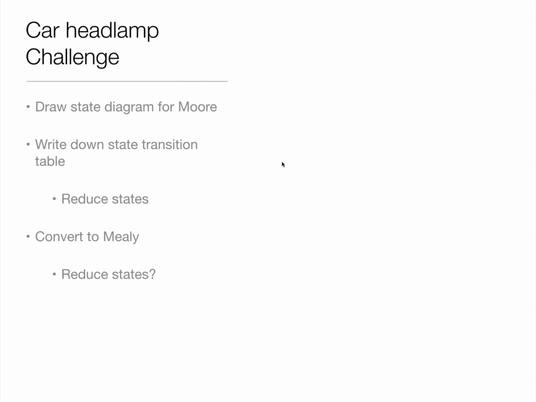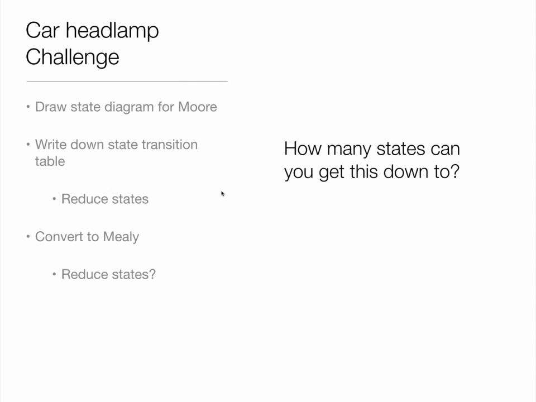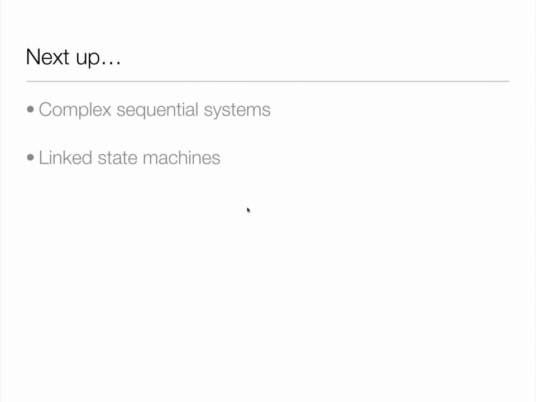Then I converted it to a Mealy machine, and I managed to reduce 2 more states down to 2, which seems remarkable. I've managed to get this down to 2, which I never thought I would, actually. I'm going to go through the full solution, or my solution. You may have a different one, but I'd be interested to see what you come up with.